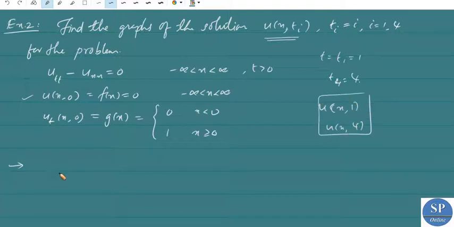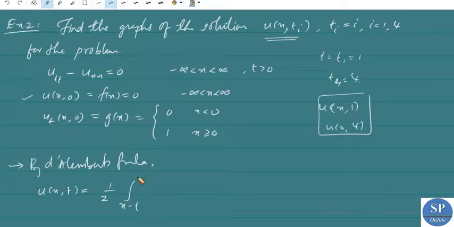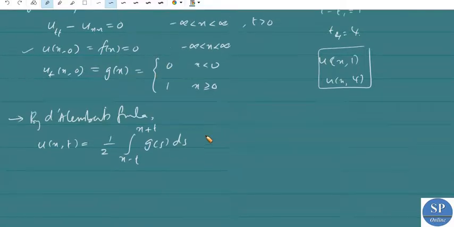Okay, so by D'Alembert's formula, we have the solution as u(x, t) equal to 1 by 2 into f(x plus ct) plus f(x minus ct), plus 1 by 2c times the integral. Since f(x) equal to 0, this is 0 plus the integral. Here c equal to 1. So 1 by 2 into the integral from x minus ct to x plus ct of g(s) ds. Here g(s) is nothing but 0 for s less than 0 and 1 for s greater than or equal to 0.